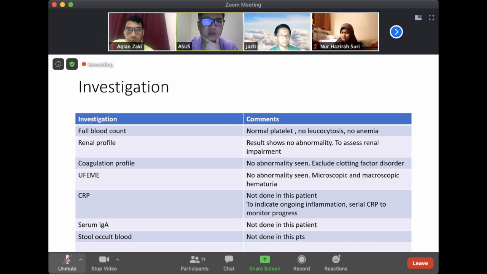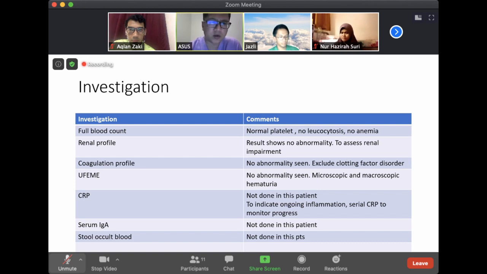Again, the question frequently asked in exams is how you differentiate between leukemia and ITP. Another question: how do you differentiate HSP versus ITP? This is a very common bonus question. This is actually what they ask.